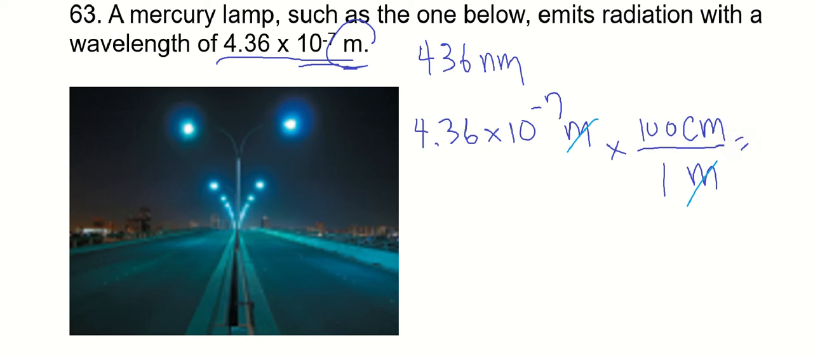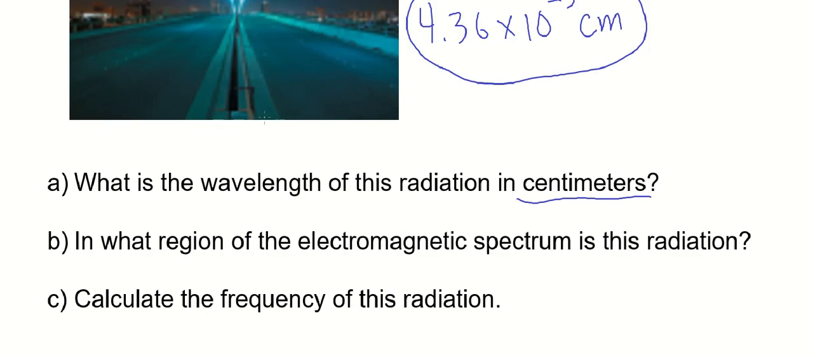You've got to memorize some of these prefixes. We are just going to add 2 zeros to this, right? So we're going to increase that exponent by 2, and your answer is going to be 4.36 times 10 to the negative 5 centimeters.